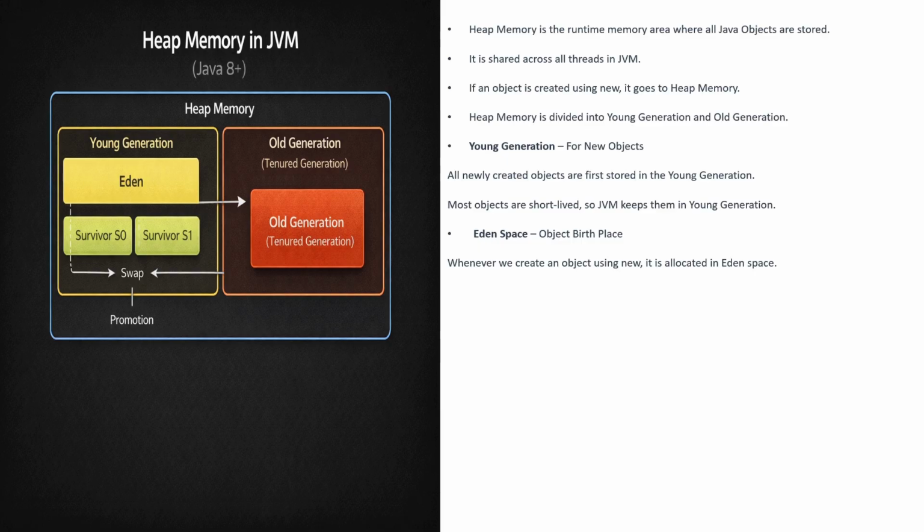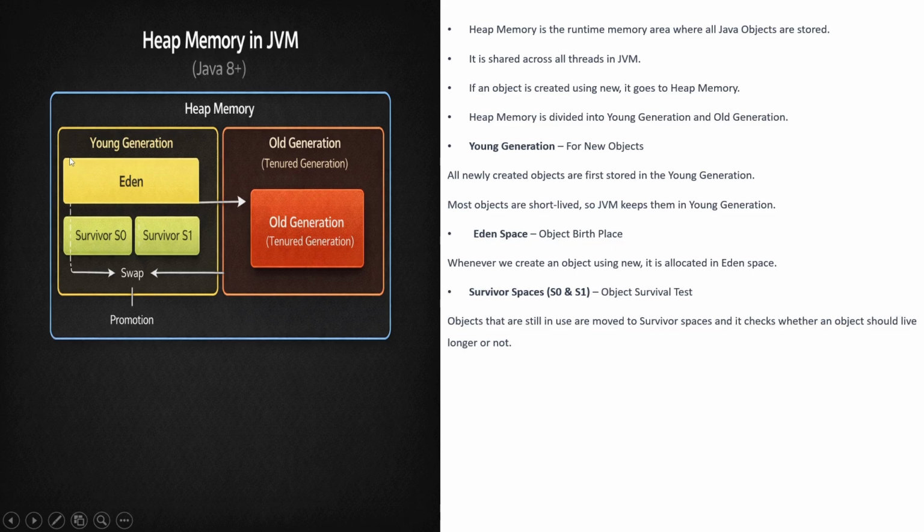Now let's talk about Eden space. It is known as the object birthplace. Whenever we create an object using new, it is allocated in Eden space. So here it is allocated. Next, let's talk about survivor spaces, that is S0 and S1. It is also known as the object survival test. Objects that are still in use are moved to survivor spaces and it checks whether an object should live longer or not. Now let's talk about promotion.